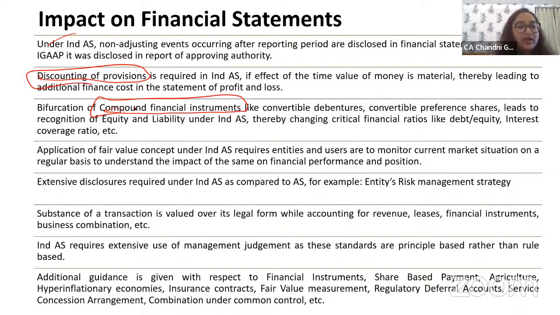Right. Then, as Alok sir has also explained, in Ind AS, out of 39 standards, maybe more than 14 are based on the fair value concept, right? So in Ind AS, obviously the fair value concept is very, very popular. Essentially all the items are shown at fair value, right?